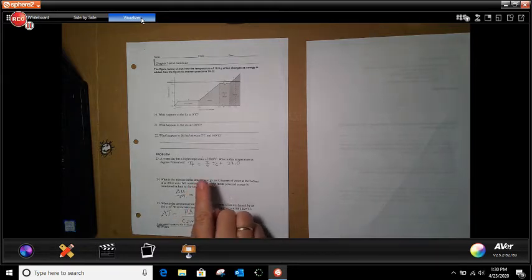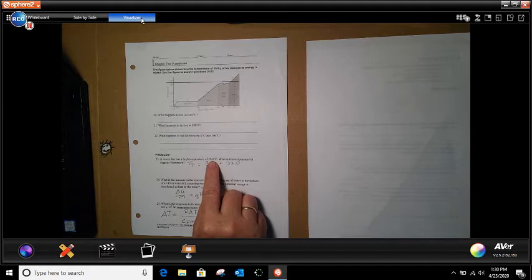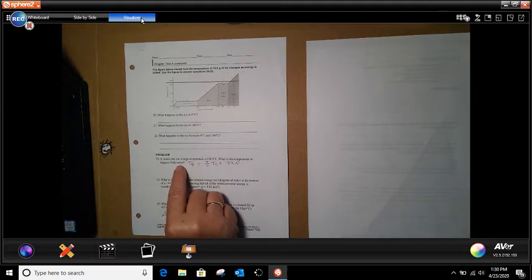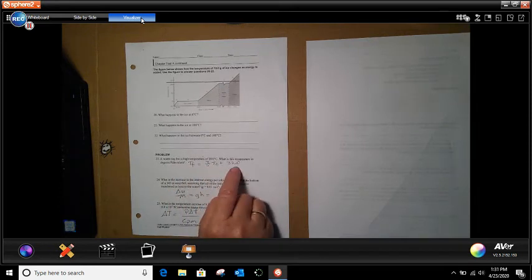So for 23, it's saying that on a warm day, a high temperature is 38 degrees Celsius. What is the temperature in degrees Fahrenheit? What you're going to do is 9/5 times 38 degrees plus 32 to get your answer. Very simple.